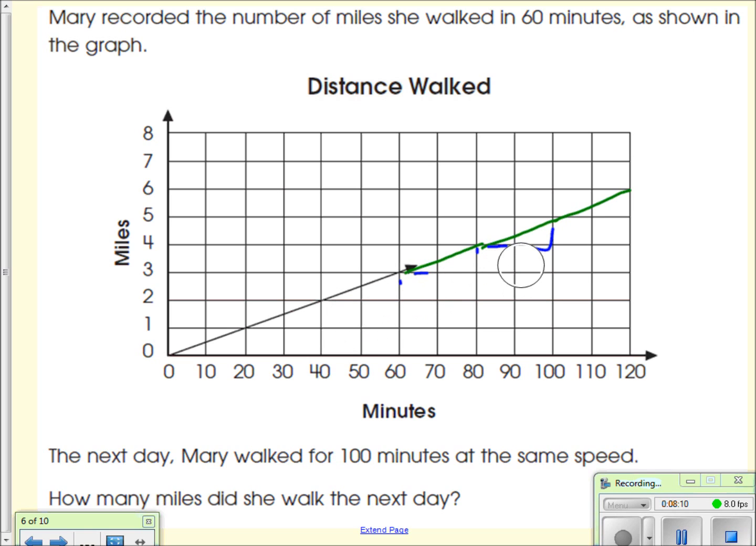My blue lines. So now that I have a line drawn, I can look for 100 minutes, which would be right there. Take it over to the side, and that'll be at 5 miles. So Mary would walk 5 miles in 100 minutes.